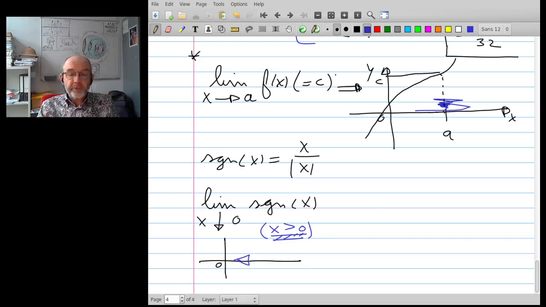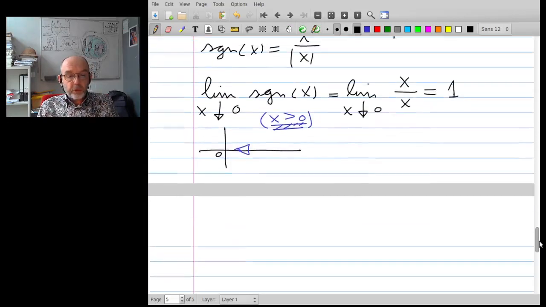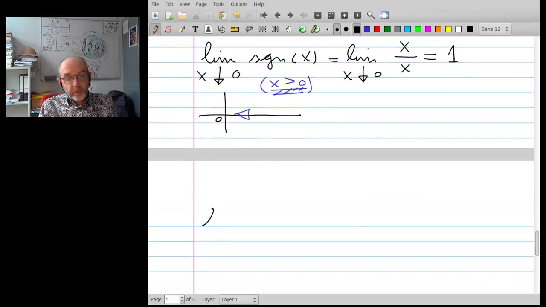Now, if you take the limit from above to 0, the x is positive, the absolute value is x, and you get 1 out of it. And so you can also try to calculate the limit if x goes from beneath to 0 of that same function.